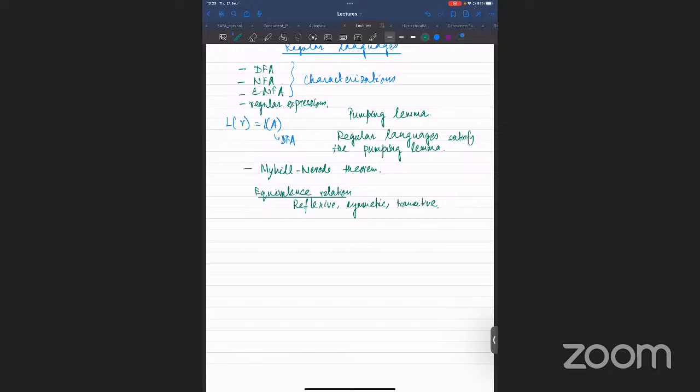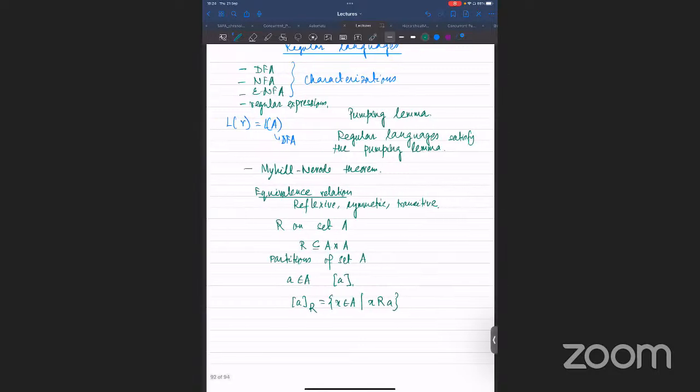Suppose you consider an equivalence relation R on some set A. That means R is a subset of A cross A, and equivalence relations induce partitions of set A. The partition corresponding to an element a belonging to A, we are going to denote by [a]. So [a] equals the set of x belonging to A such that x is in the same partition as a. These are the equivalence classes.